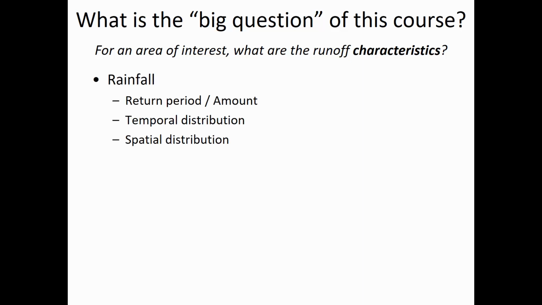And so if we want to know what are the runoff characteristics, we have to have a description of the rainfall that the area of interest is going to encounter. Some of the data that we need to know about the rainfall would be the return period amount relationship. So we're talking about 2-year storm, 5-year storm, 10-year storm. That's just for a certain probability of occurrence in a given year, how much are you going to see?